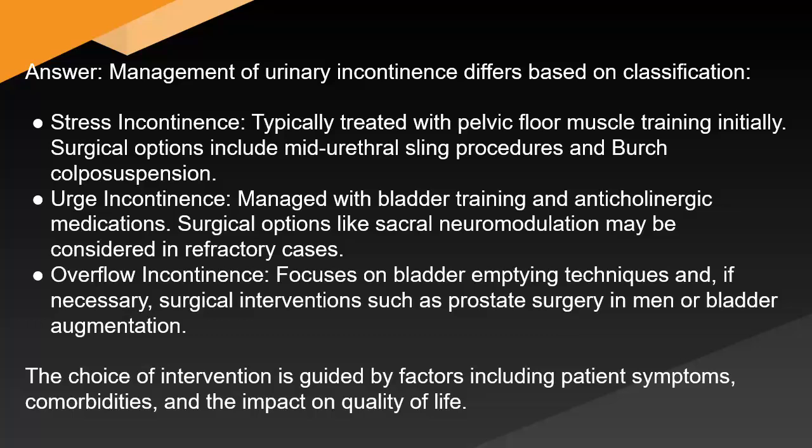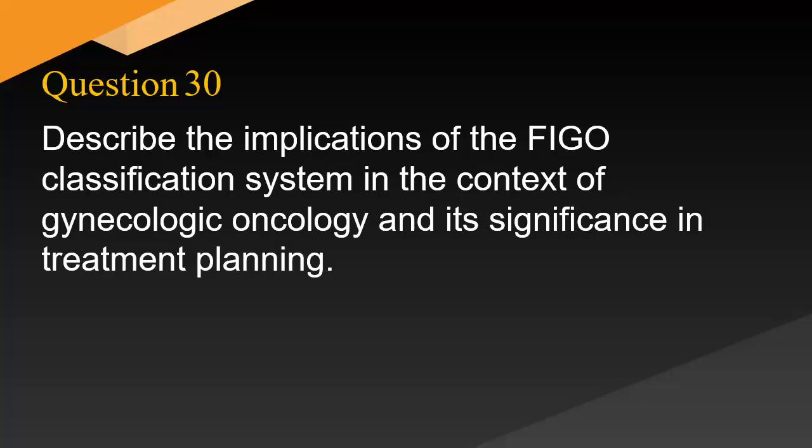Overflow incontinence focuses on bladder emptying techniques and, if necessary, surgical interventions such as prostate surgery in men or bladder augmentation. The choice of intervention is guided by factors including patient symptoms, comorbidities, and the impact on quality of life. Describe the implications of the FIGO classification system in the context of gynecologic oncology and its significance in treatment planning.